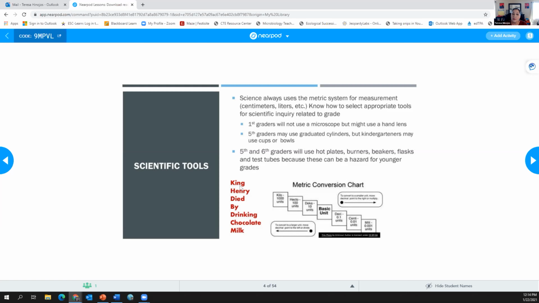A simple way to memorize where you would go is this mnemonic device here. King Henry died by drinking chocolate milk. So the King stands for kilo, the Henry stands for hecto. That's just a way to remember that.